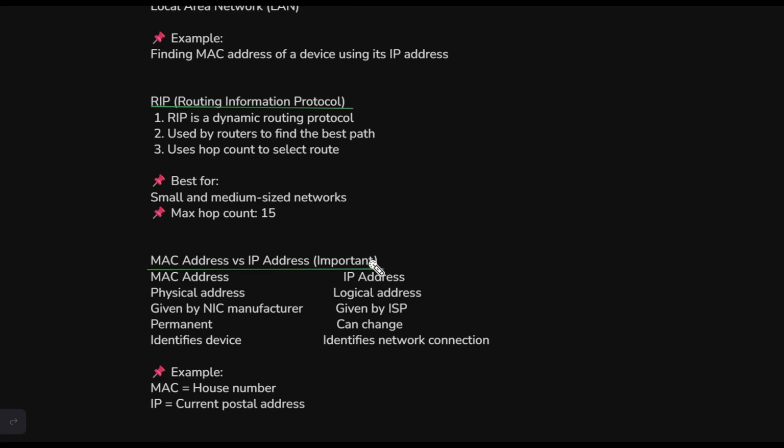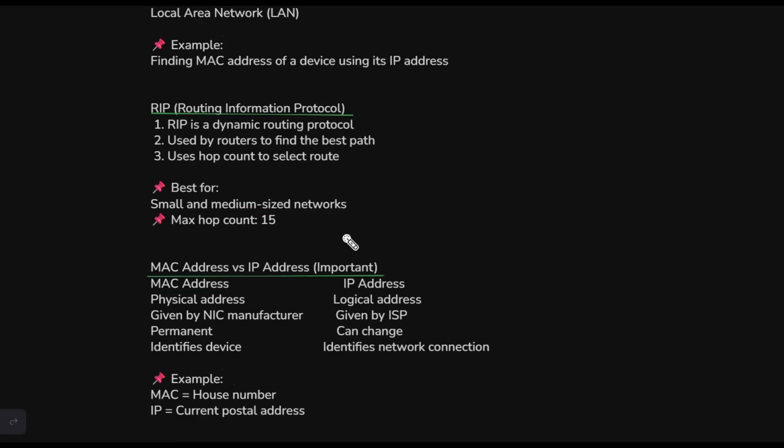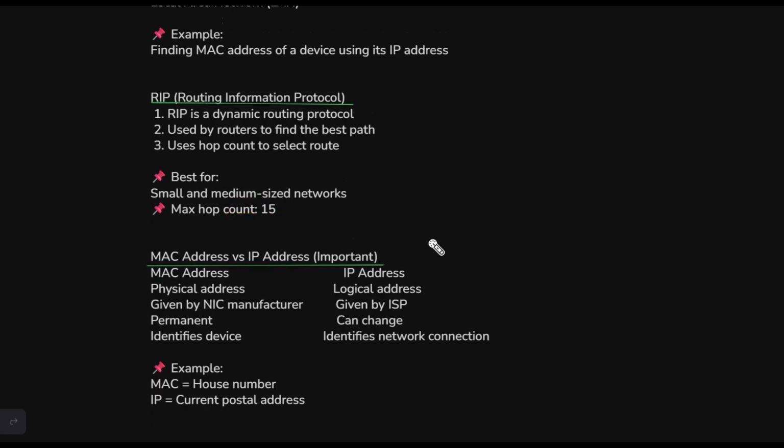Okay. Next is RIP, that is Routing Information Protocol. RIP is a dynamic routing protocol. Routers use RIP to find the best path, and it uses hop count to select the route. It is best suitable for small and medium-sized networks. Maximum hop count is 15.